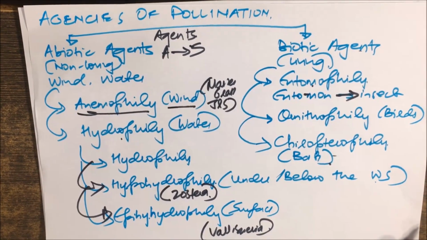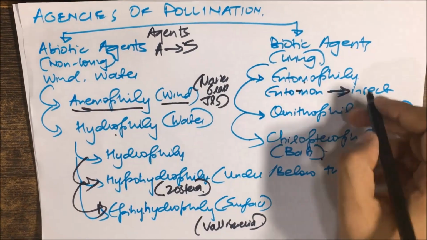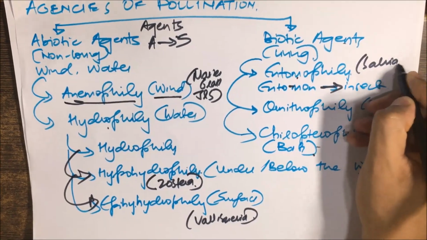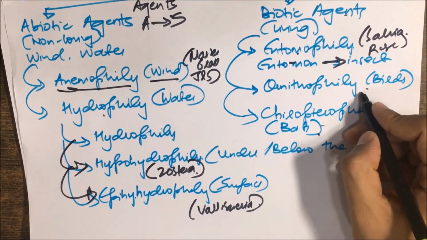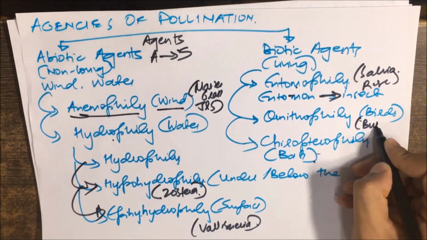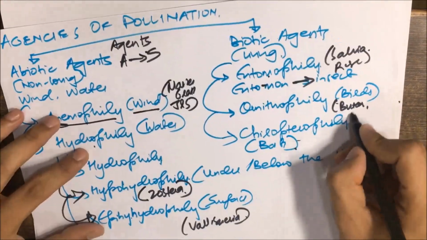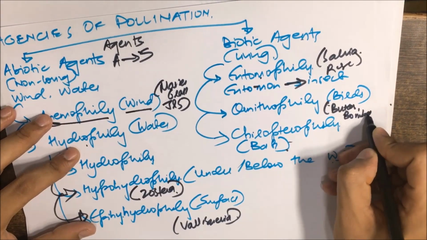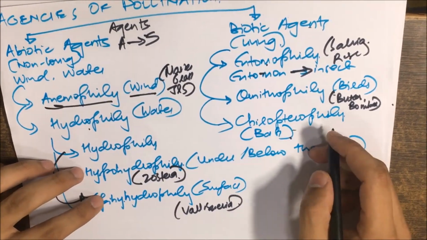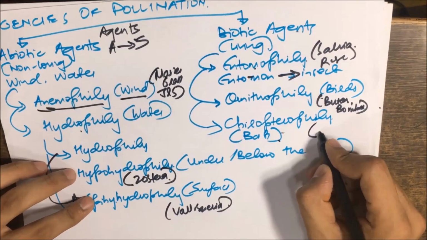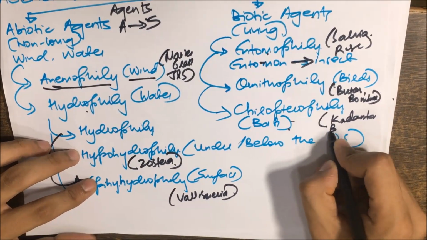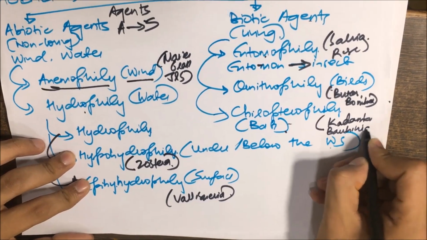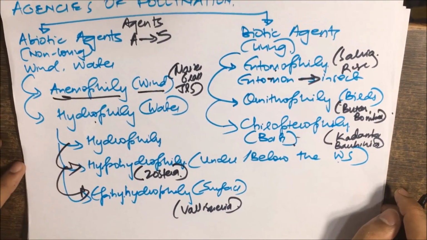Entomophily is generally seen in plants like salvia, rose, and amorphophallus. Ornithophily is observed in plants like Butea and Bombax. While chiropterophily, which is pollination through the agency of bats, is seen in plants like Kigelia and Bauhinia. So these are the different agencies of pollination.